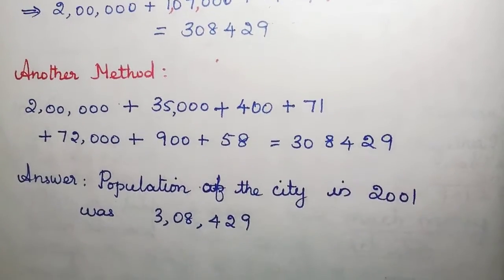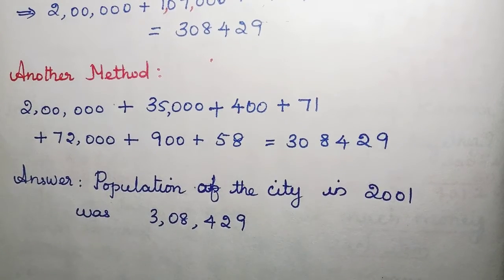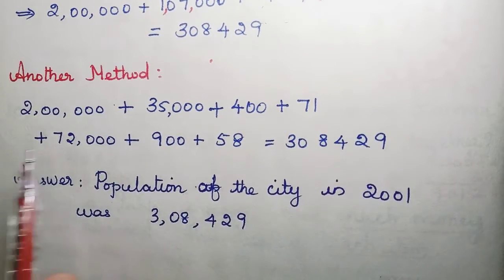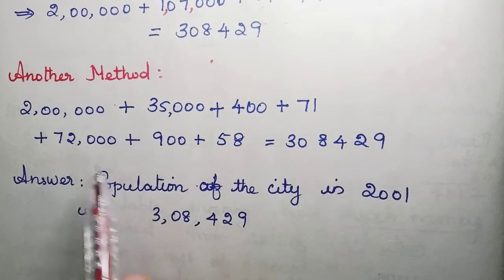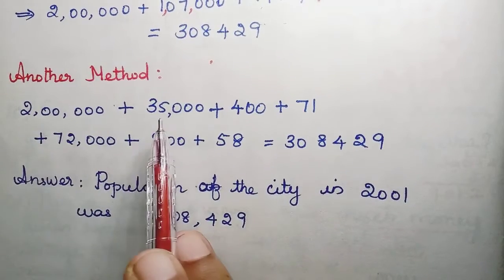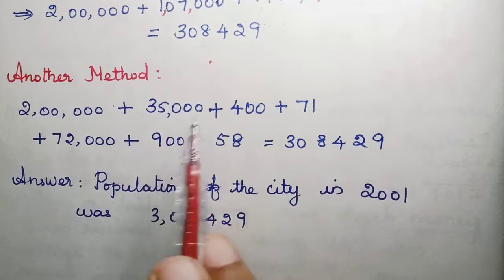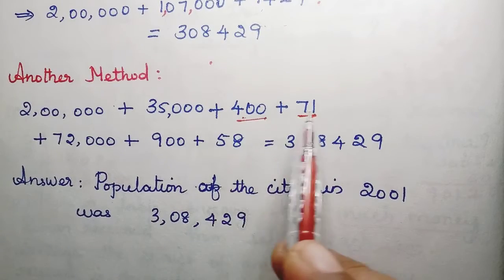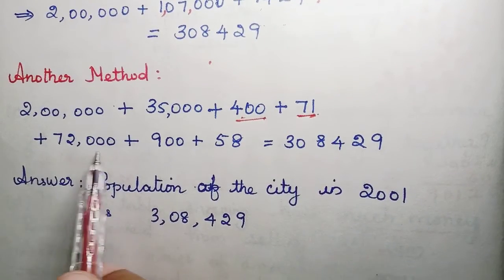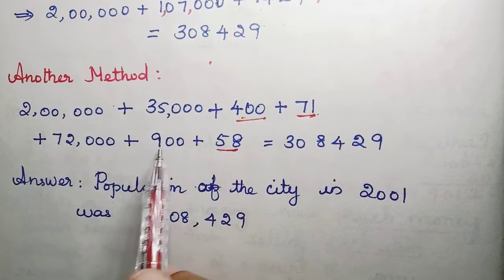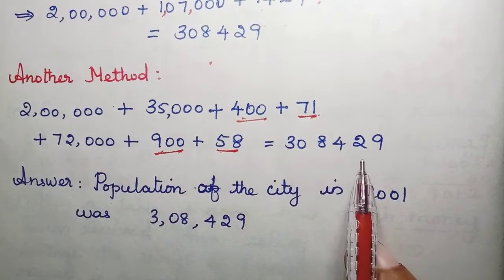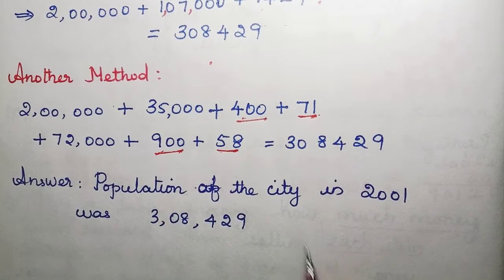So you have another method also. This is somewhat like that, but here you are splitting the terms and trying to add. So 2,35,000 is taken together, 400 is taken together, 71 is taken together. Here the hundreds and the 71 are also split, and 72,958 too. So just splitting as much as possible. Then you have to add the total values.